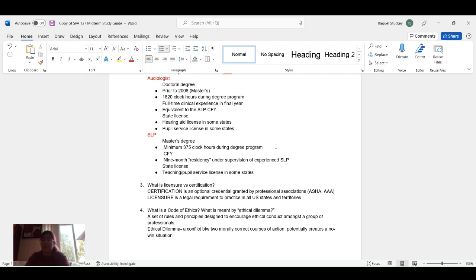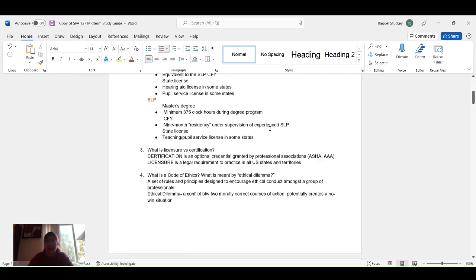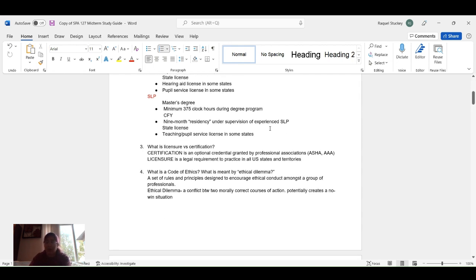Set of rules and principles designed to encourage ethical conduct amongst a group of professionals: code of ethics. Conflict between two morally correct courses of action, potentially a no-win situation: ethical dilemma. Interstate agreement streamlining licensure and practice across state lines: Audiologist and Speech-Language Pathology Interstate Compact, ASLP-IC.